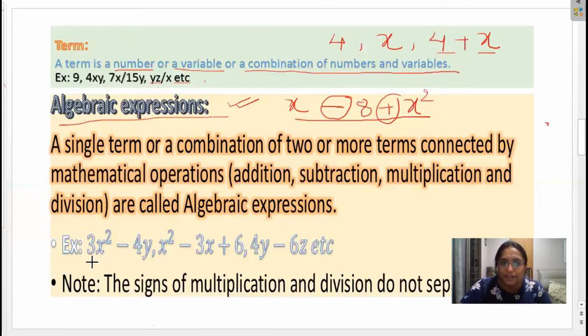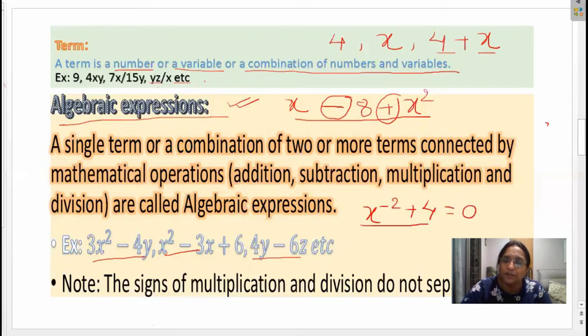Example, 3x squared minus 4y, x squared minus 3x plus 6, 4y minus 6z. These are algebraic expressions. But if I write like this, x raised to minus 2 plus 4 is equal to 0.